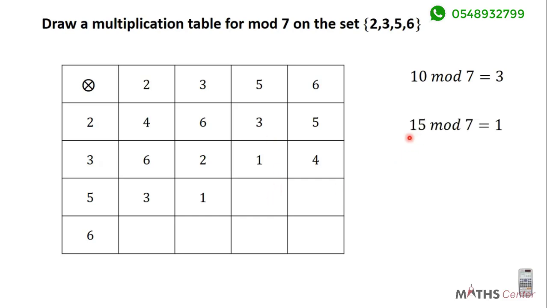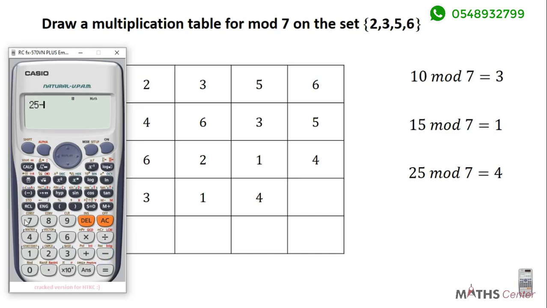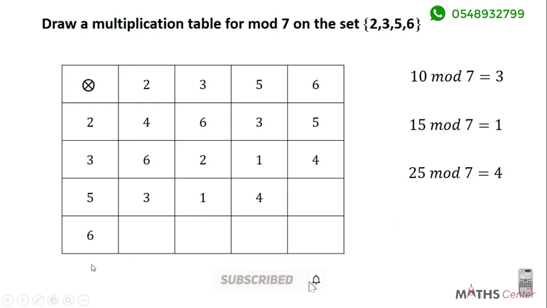5 times 3 will give us 15. 15 mod 7 is 1. You subtract 7 from 15, you get 8. Then you subtract 7 from 8, you get 1. So you keep on subtracting until you get a value that is smaller than the modulus. Let's move on. 5 times 5 is 25. 25 mod 7 is 4. You subtract 7 from 25 and you get 18. Then you subtract 7 from 18, you get 11. You subtract 7 from 11 and you get 4. So you keep on subtracting until you get a number that is smaller than the modulus. 25 mod 7 will give us 4.